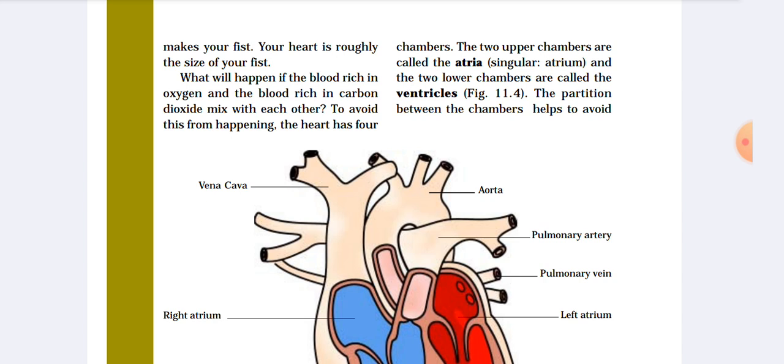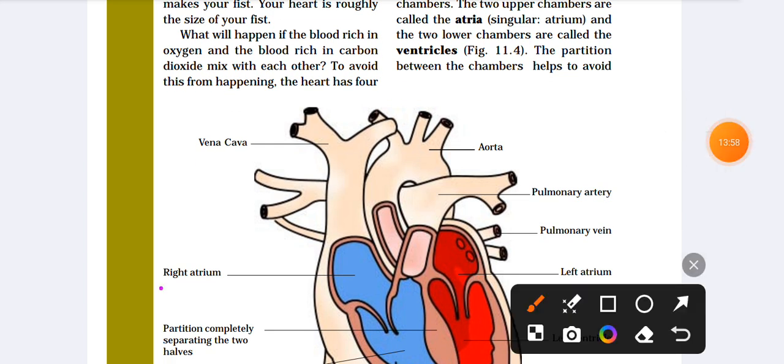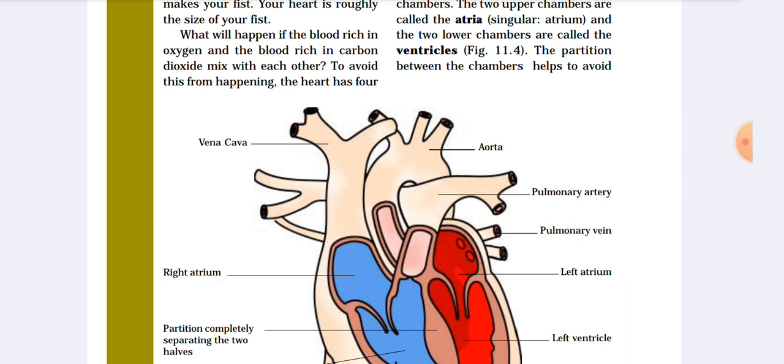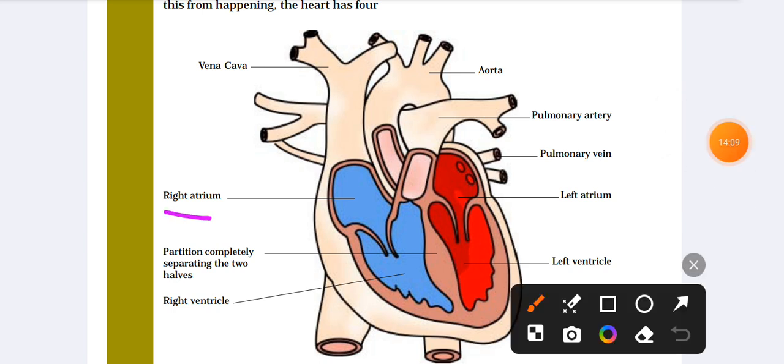What will happen if the blood rich in oxygen mixes with the blood rich in carbon dioxide? To avoid this from happening, the heart has 4 chambers. The upper 2 chambers are called the atria. This is the atrium, left atrium and right atrium. Let me zoom in for you. Left atrium and right atrium, and right ventricle and left ventricle.